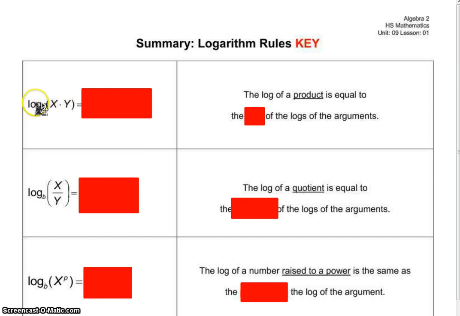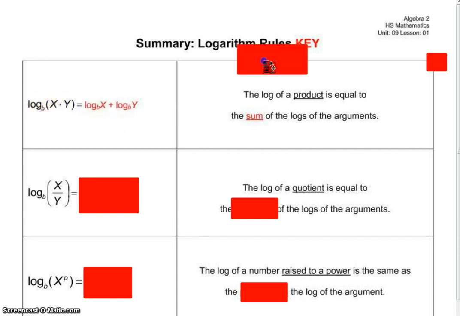And the first one is if you have log base b of x times y, you're multiplying here, which means product. So the log of a product is equal to the sum of the logs of the arguments. Arguments are what's in the parentheses. So instead of saying log base b of x times y, it's log base b of x plus log base b of y.